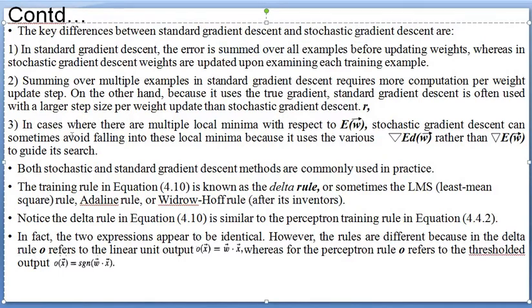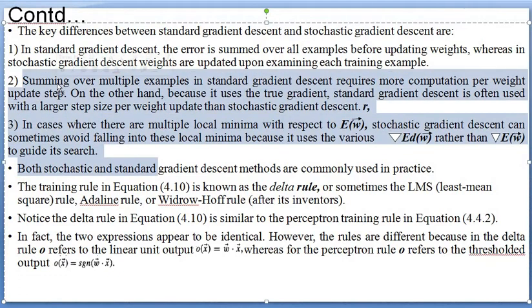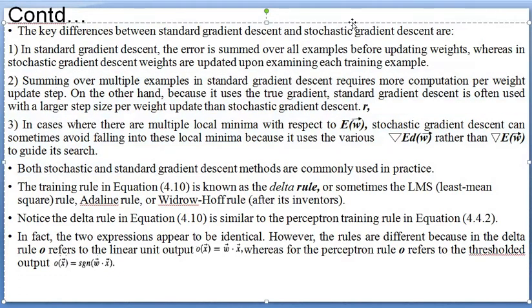Okay, so the same thing as in these three statements: summed over all the examples before the weight updates. Whereas in stochastic gradient descent, we will not take the sum. What we will do is we will take individual examples, examine them individually, and update the weights.